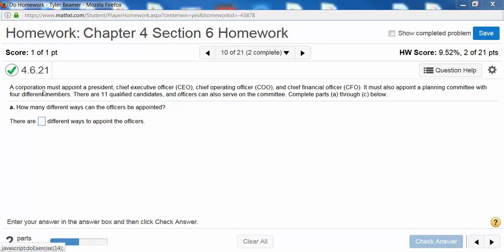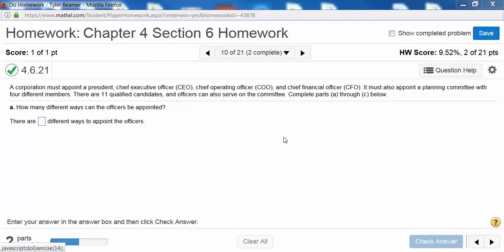It says a corporation must appoint a president, CEO, COO, and CFO. It must also appoint a planning committee with 4 different members. There are 11 qualified candidates, and officers can also serve on the committee. So the first question is, how many different ways can the officers be appointed? So this would be an example of a permutation.